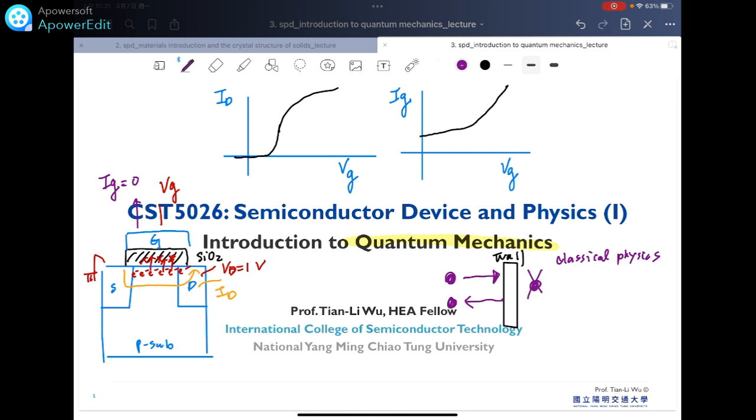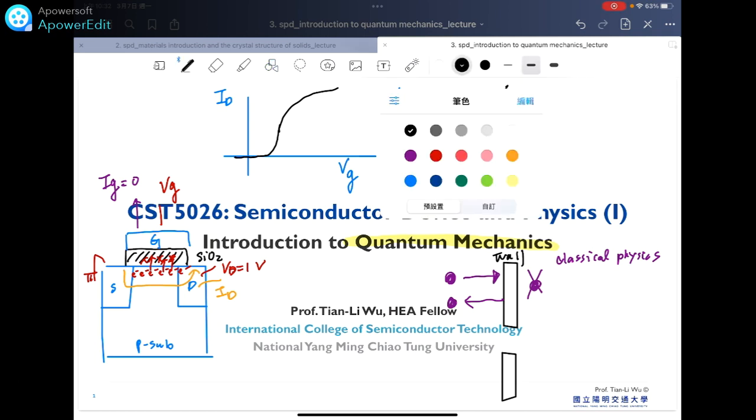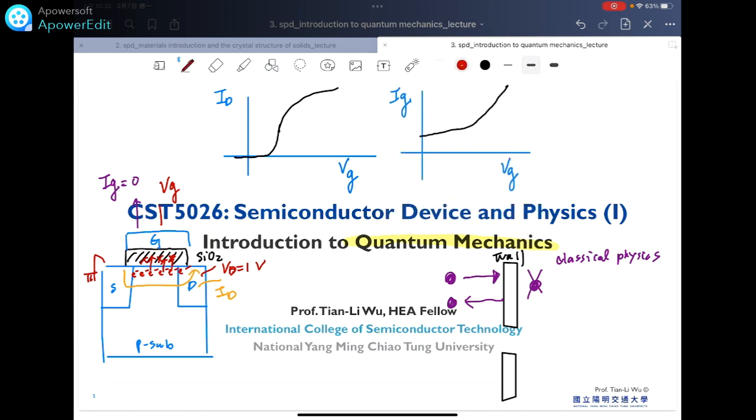But if you look at quantum mechanics, we still have the wall here, but now we are discussing a ball called the electron. The electron is moving into the wall, and we find that for sure some electrons will still bounce back. But the difference is that certain electrons will be able to transport through the wall and reach the other side. That's why we need quantum mechanics to help us understand, because classical physics cannot; only quantum mechanics can tell us.